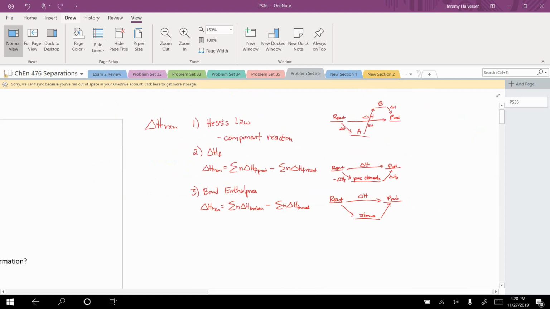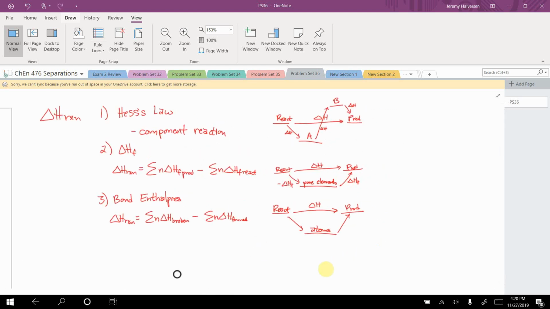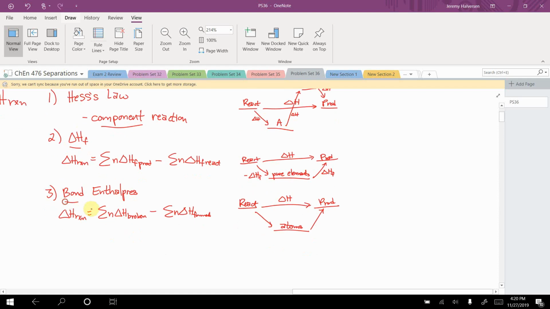All right, so these are the three ways that we talk about calculating the delta H of a reaction. You can use pure Hess's law when we give you component reactions. We can use delta H of formation, or we can use bond enthalpies. A lot of people like to ask the question, well, how do I know which one to do? That should be pretty clear based on what they give you. If we give you component reactions, use Hess's law. If we give you delta H of formation, use delta H formation, products minus reactants. If we give you bond enthalpies, use bond enthalpies, broken minus formed.